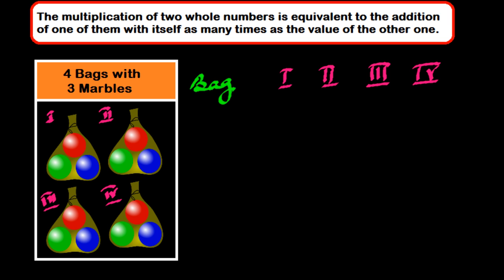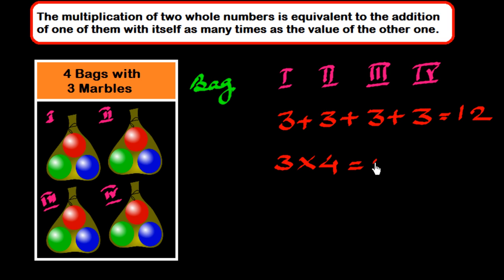So we could write in this way. There are 3 marbles, and the second bag also has 3 marbles, the third bag also has 3 marbles, and the fourth also has 3 marbles. If we add it, we get 3 plus 3 plus 3 plus 3, which is 12. So we could multiply this. We are adding the number with itself as many times as the value of the other one. The value of the other one is 4, so we are adding this 3 four times. So we could multiply in this way, 3 into 4, which is also 12.